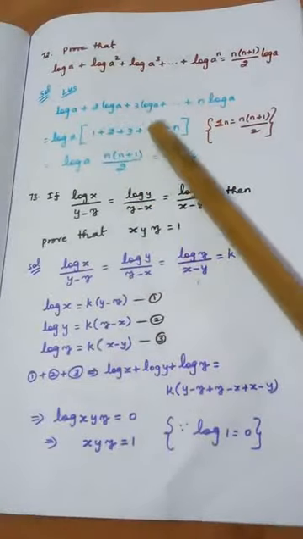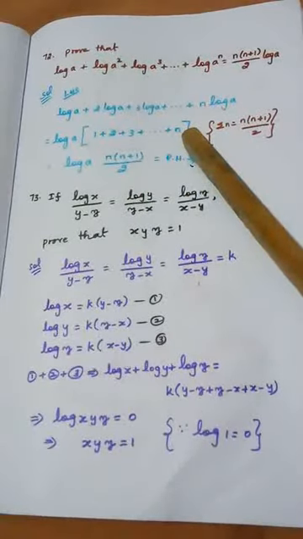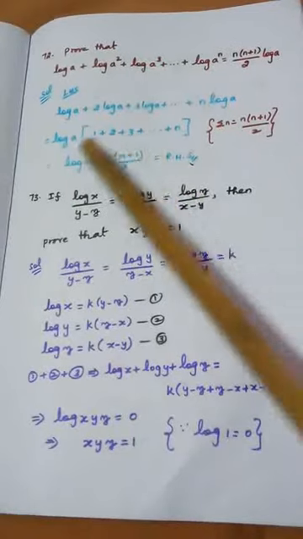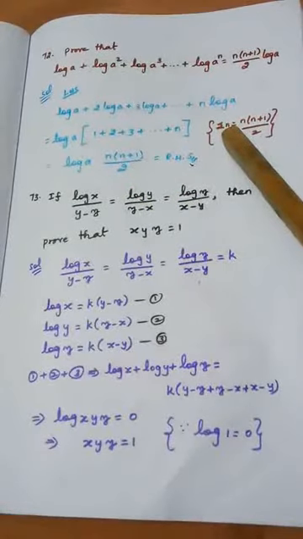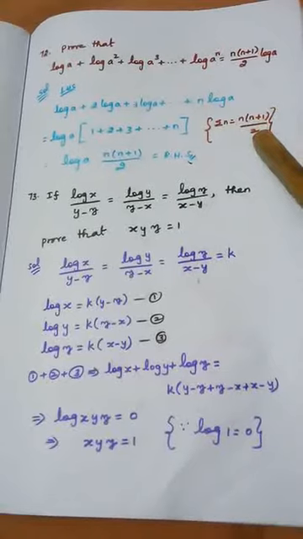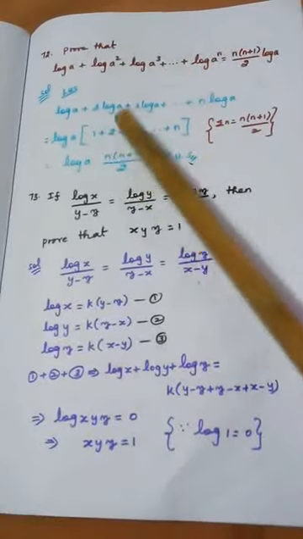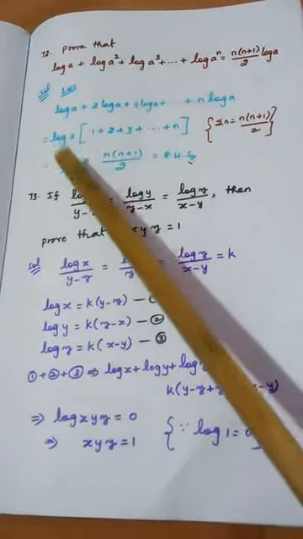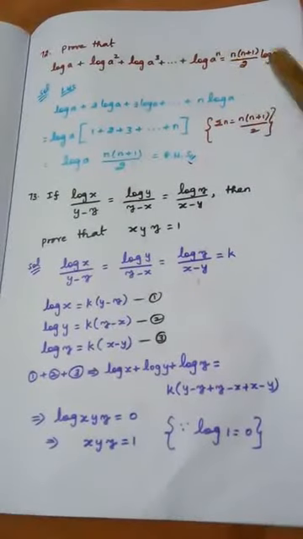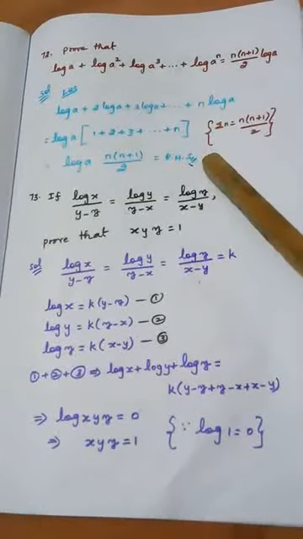1 plus 2 plus 3 and so on up to n. In 10th standard you might have studied this. This is the sum of the first n natural numbers, which is called sigma n, and the formula is n into n plus 1 by 2. So the formula for this is n into n plus 1 by 2, and log a stays, which is the RHS. So we have proved the result.